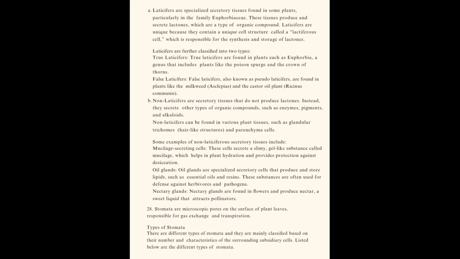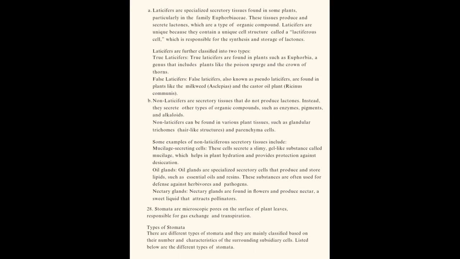Oil glands. Oil glands are specialized secretory cells that produce and store lipids, such as essential oils and resins. These substances are often used for defense against herbivores and pathogens. Nectary glands. Nectary glands are found in flowers and produce nectar, a sweet liquid that attracts pollinators.